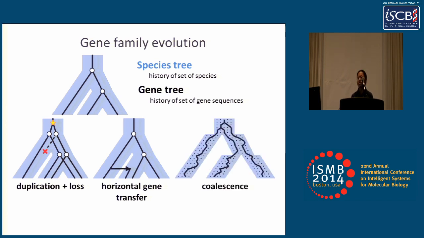Another event that might cause incongruence is coalescence, in particular deep coalescence. So here, because populations are actually made up of multiple species, you could have incongruence just due to sampling effects.